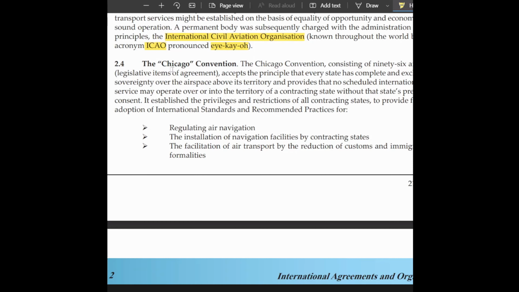Okay. Now, the Chicago Convention is basically where all the comprising countries and nations met to set up standard practices for aviation. Now, the principle here forms an important point which can come as a question: that every state has a complete and exclusive.